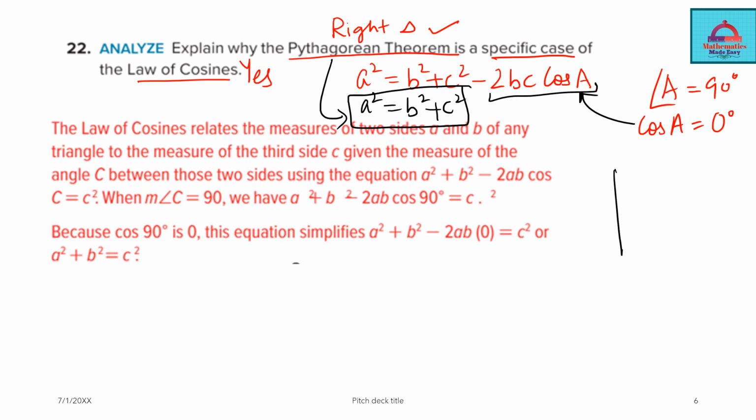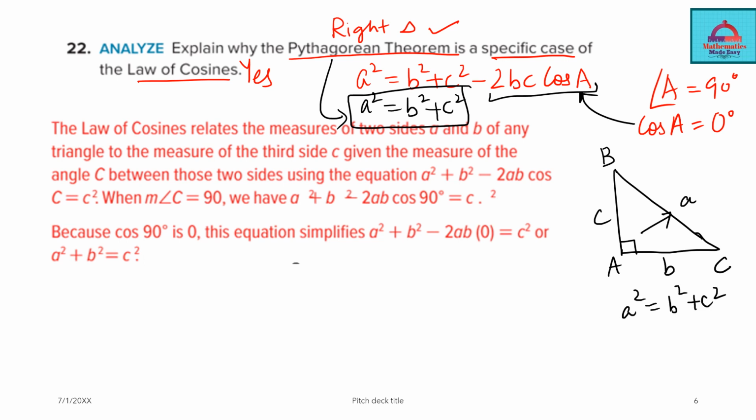So I will write here in case anyone has forgotten. This is the right angle. The side opposite to it is the hypotenuse a. Other two sides are b and c. So if ABC is a right angle triangle, then a square equals b square plus c square. The square of the hypotenuse is equal to the sum of squares of the other two sides. This is your Pythagorean theorem. So same thing is written here.